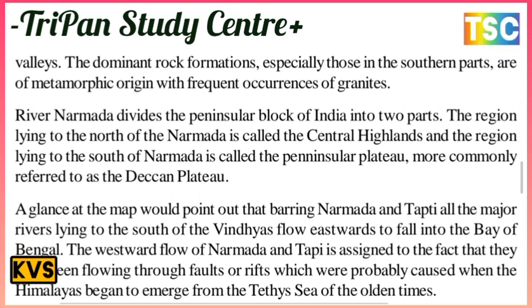A glance at the map would point out that, barring the Narmada and Tapti, all the major rivers lying south of the Vindhyas flow eastward to fall into the Bay of Bengal. The westward flow of the Narmada and Tapti is assigned to the fact that they have been flowing through a fault or rift, which very probably was caused when the Himalayas began to emerge from the Tethys Sea of olden times.